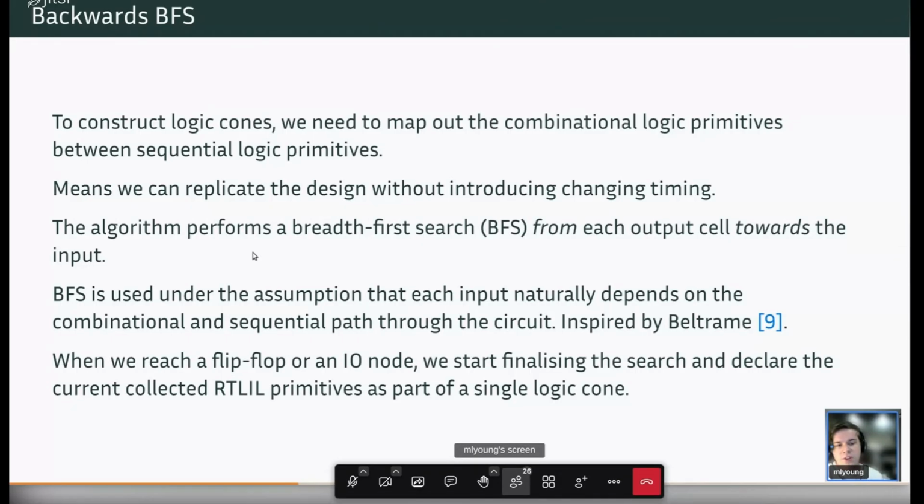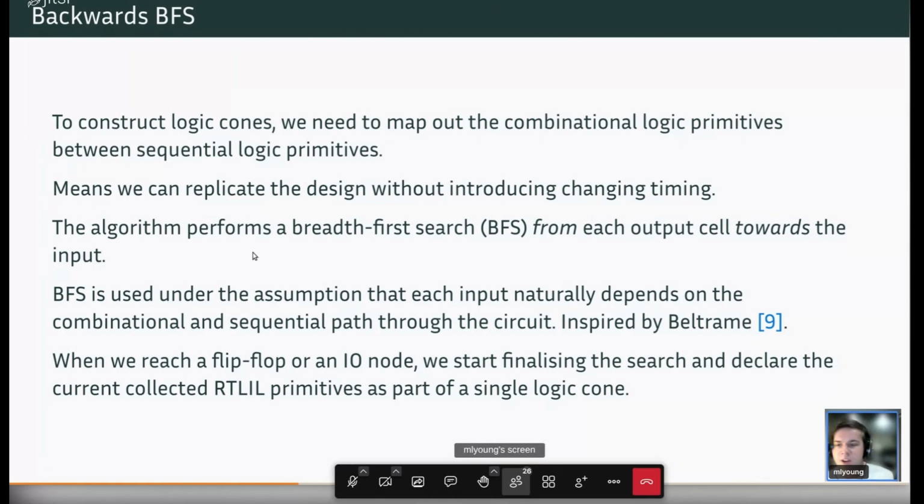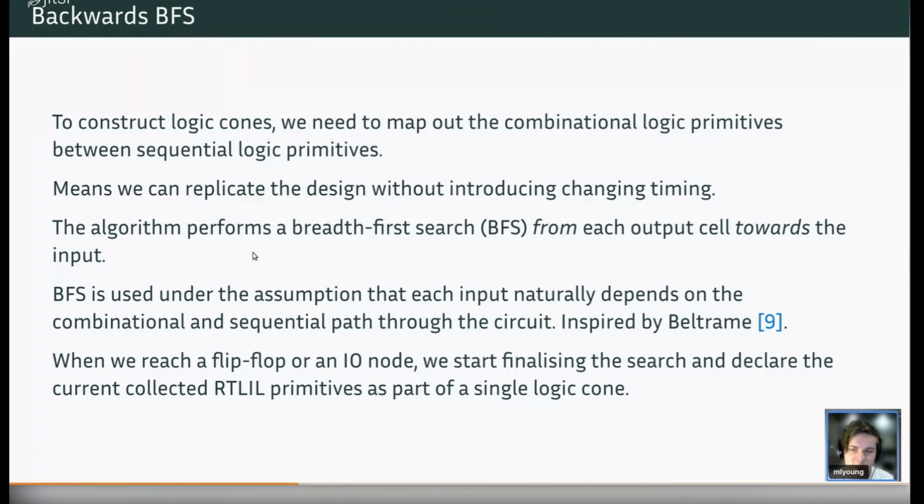And the reason why I do this is because I do it under the assumption that each input to the circuit will naturally depend on whatever combinational and sequential path there is through the circuit from the outputs all the way back to the inputs. The other way around, I believe, may not necessarily be true. And this is what Beltrame does in his paper as well.